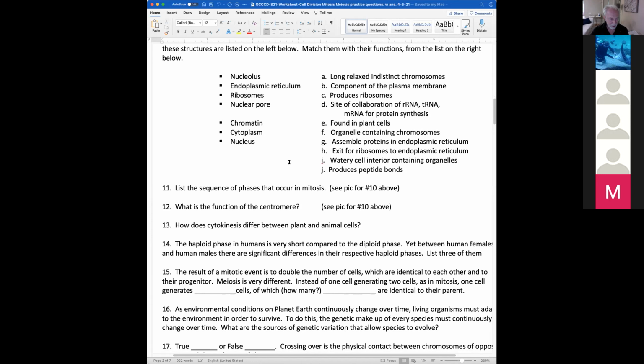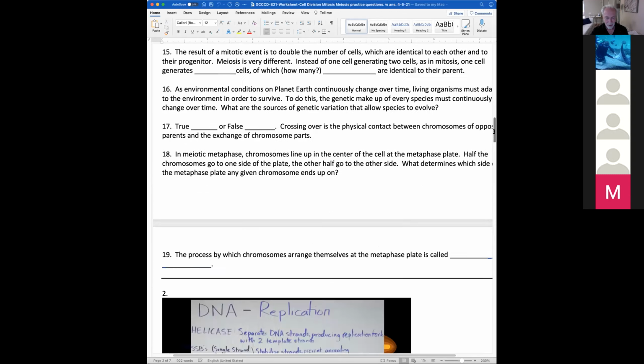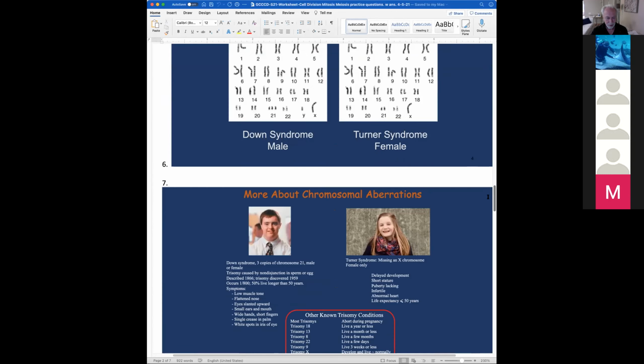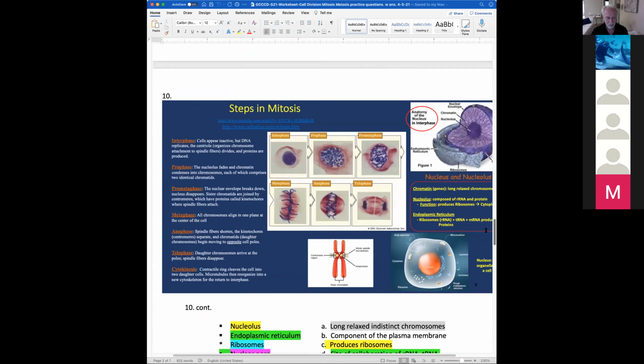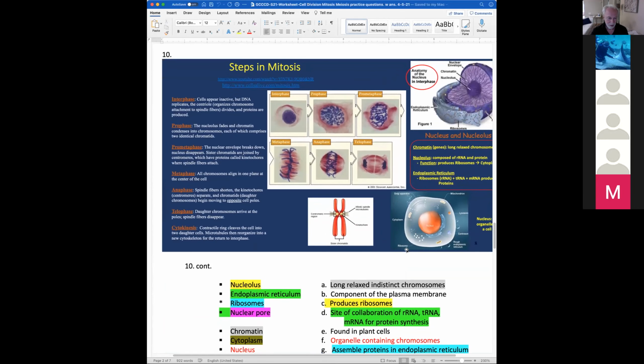The question number 11, we've already gone over that, so we'll skip to the next one. What is the function of the centromere? And while you're thinking about that, I'll show you a picture. You see the centromere in this little diagram at the bottom of this slide. So what is the function of this little yellow body?